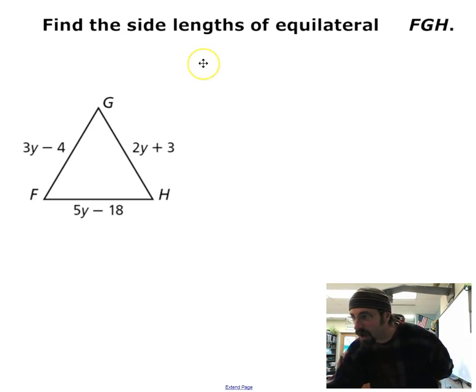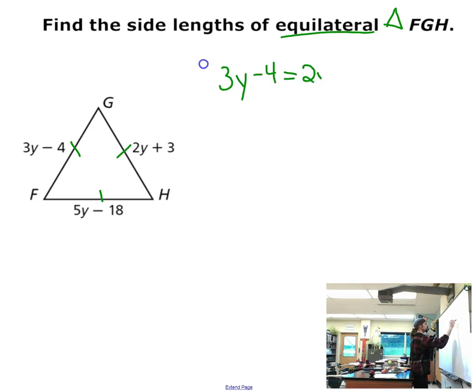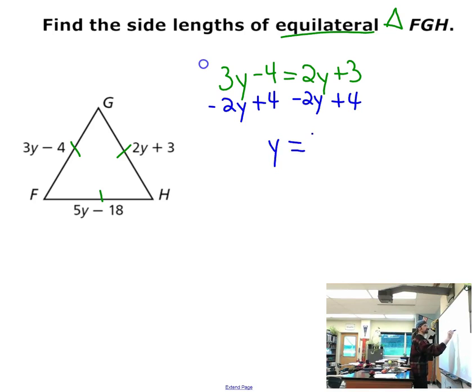Find the side lengths of the equilateral triangle. Well, the moment that they say it's equilateral, then you know all 3 of these have to be the same. So pick 2 and set them equal to each other. I'm going to choose 3y minus 4 and 2y plus 3. Of course, get all my variables on one side, all my constants on the other. So I'm going to add 4 to both sides, and I'm going to subtract 2y from both sides. So now I've got 1y equals 7.